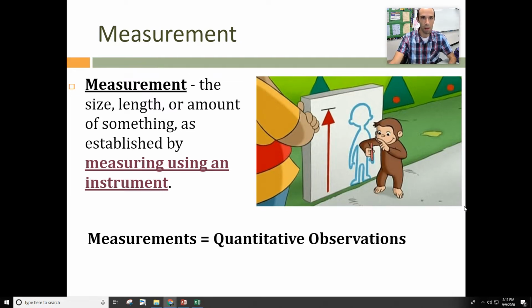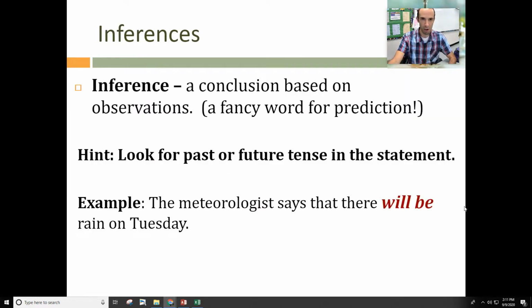Now, an inference is a totally different thing than an observation. An observation, we're looking at it, we see it, we measure it, it's right here and now. An inference is kind of that next step, and it's really kind of like a fancy word for a prediction or even a hypothesis, right? We're making a conclusion based upon what we see or what we observe.